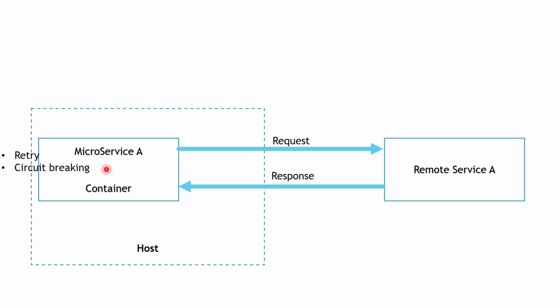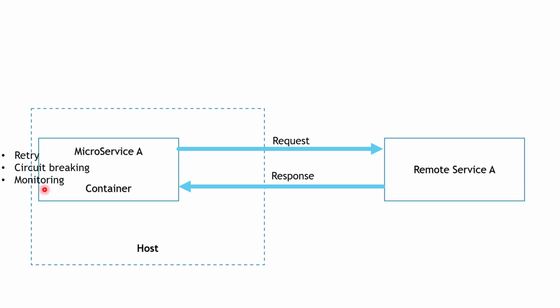This is when the circuit breaking pattern becomes really helpful. The circuit breaking pattern is going to stop microservice A from sending any requests to the remote service A as long as it's down. And once remote service A is back online again, microservice A should be able to send requests to the remote service A. And hopefully I am going to make a video in the future to cover the circuit breaking pattern.